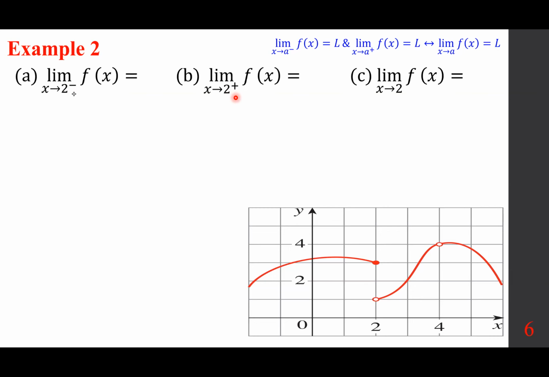In other words, 2 from the left doesn't mean negative. So 2 from the left means going this way, and 2 from the right means going this way. And therefore, we are moving towards this point, which has the y coordinate equal to 3. So that's the answer. So that's the first point.